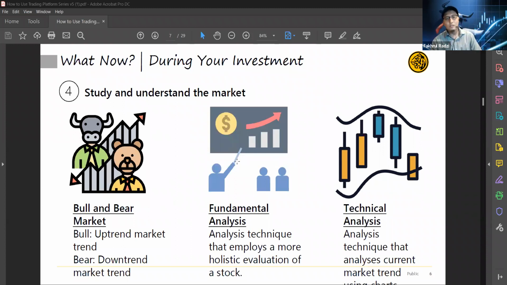Let me continue with how to study and understand the market. In order to understand the market, the first step is to understand the pattern in the market.